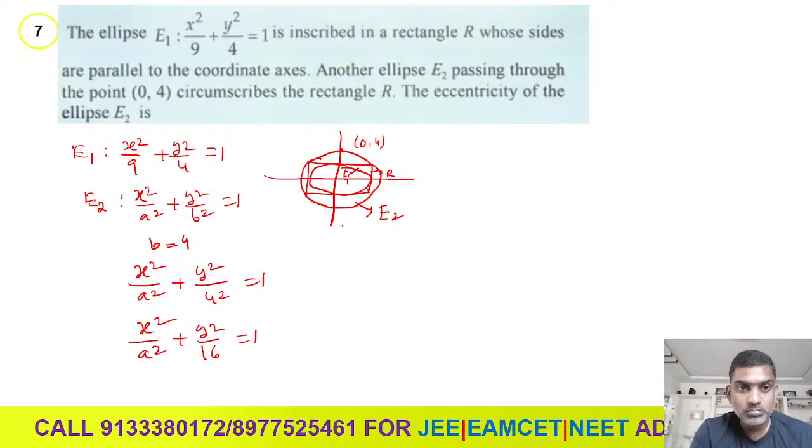And you see, to get a value we have to use this inscribed ellipse and the rectangle. Inscribed ellipse x square by 9 plus y square by 4 is equals to 1. X square by 9, the value of a is 3. Y square by 4, the value of b is 2. So from the figure this value is 2 and this value is 3. Then this point will become 3, 2.